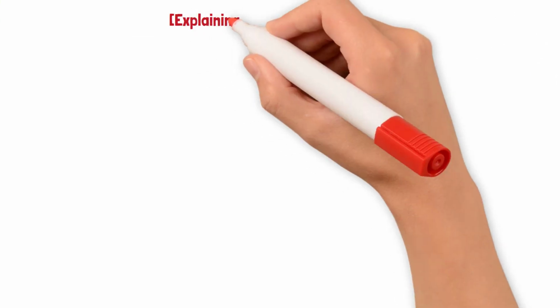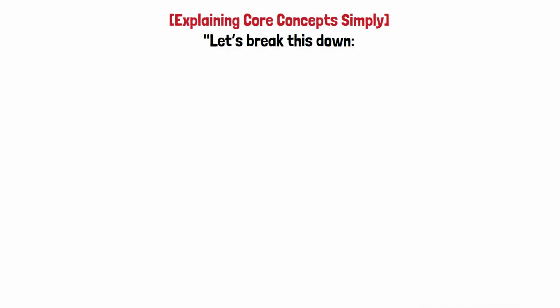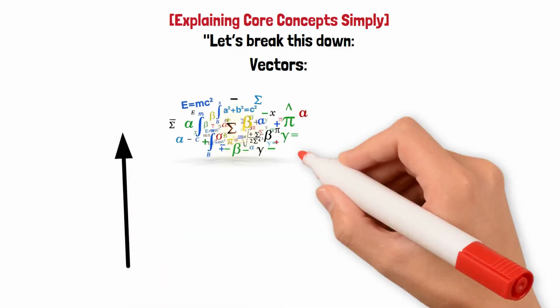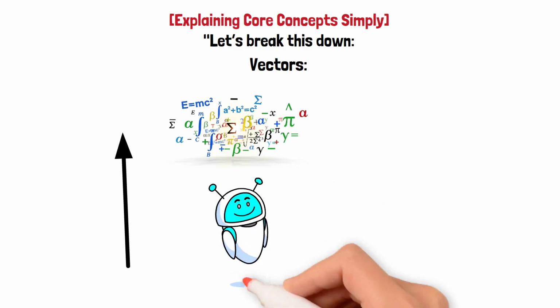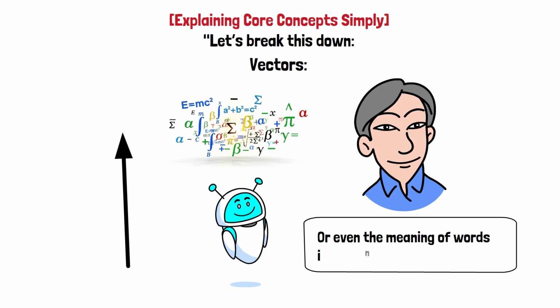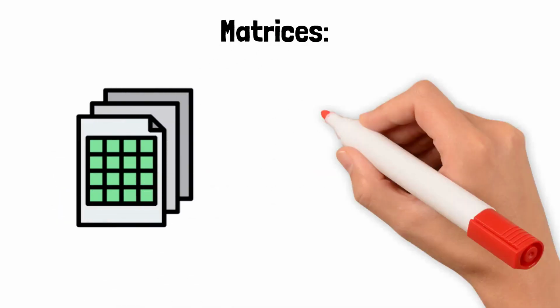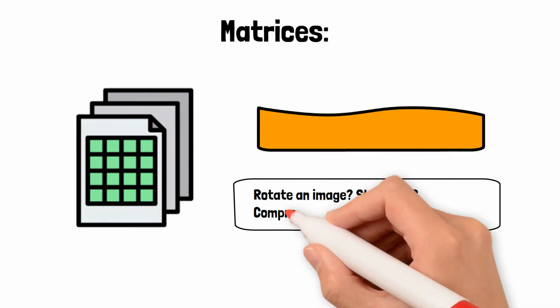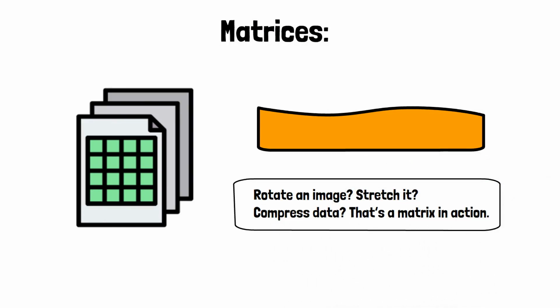Explaining core concepts simply. Let's break this down. Vectors. Think of a vector as an arrow. It has a direction and a length. In math, it's just a list of numbers. But in AI, vectors represent things like features of an image, or even the meaning of words in natural language processing. Matrices. These are grids of numbers like spreadsheets. They're used to transform vectors. Rotate an image, stretch it, compress data. That's a matrix in action.